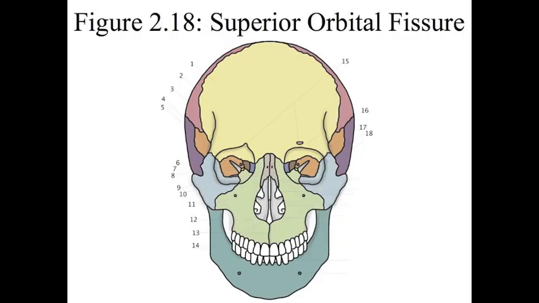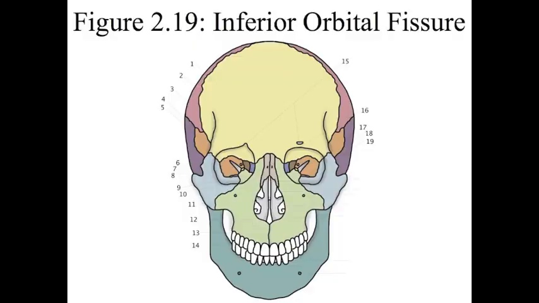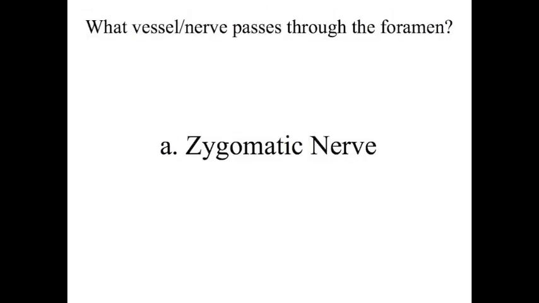Number 18 is the superior orbital fissure. Now, a lot of things pass through this big fissure. The first one is the ophthalmic nerve. Remember, the artery goes through the optic canal, but the ophthalmic nerve passes through the superior orbital fissure. It also has 4 cranial nerves. Cranial nerve number 3, number 4, the first branch of number 5, and cranial nerve number 6. Number 19 is the inferior orbital fissure, and the zygomatic nerve passes through it.